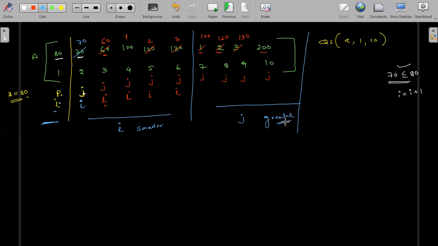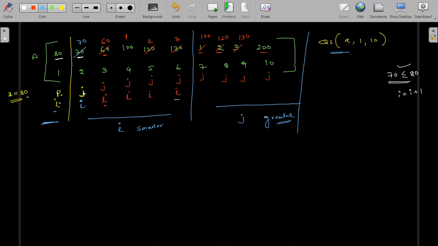Understood how to divide, how to do the partition? This is the way to partition in Quicksort. Nicely explained. You can see this one. Okay. Now what we got, what I told you very clearly.